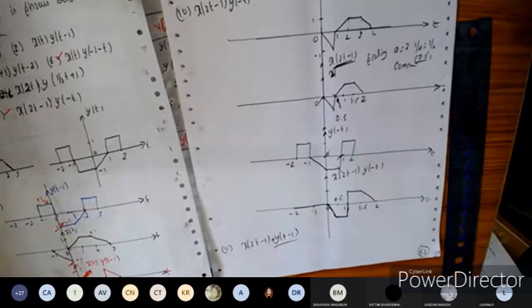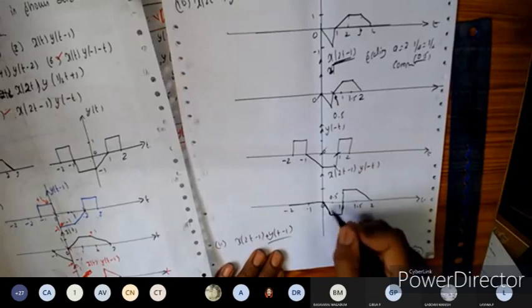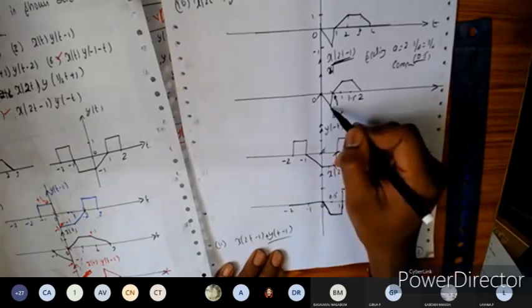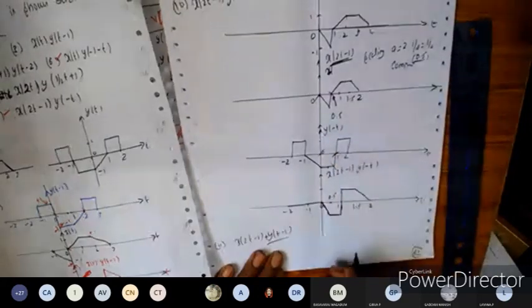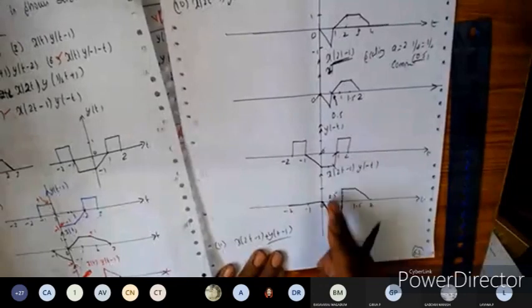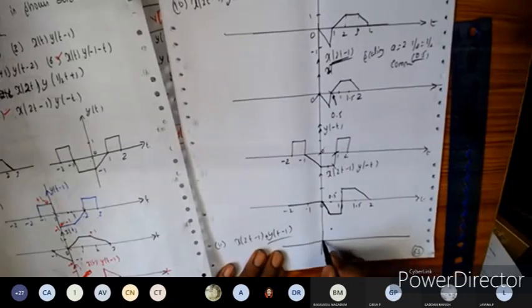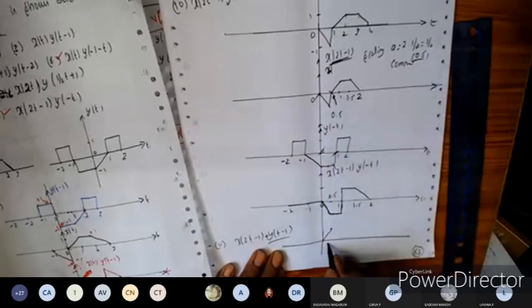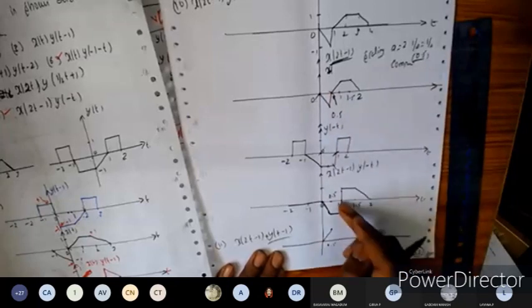In this problem, at 0.5, sir, it is minus 1, and y of minus 0.1, it is minus 1. Minus 1 into minus 1 is plus 1, no, sir? Okay, it is plus 1 here. Correct. No one has told that one, even I also didn't notice that one. So make the changes here. So plus 1. This is minus 1, this is minus 1, it will become plus 1 here. So at 0.5, very good. We'll lose marks like this only if you don't notice here.